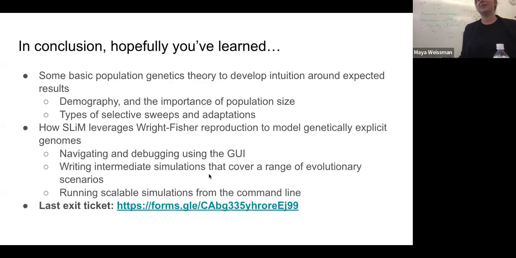Anyway, so hopefully over the course of the last 3 days, you've learned some basic PopGen theory that can help you develop intuition around your expected results, which is a really important part of debugging your simulations, is knowing what you expect to see and knowing how to get outputs that will tell you whether or not this aligns. We talked about demography and the importance of population size, as well as types of selective sweeps. And you've also learned how SLiM leverages Wright-Fisher reproduction to model genetically explicit genomes in a forward in time simulator.